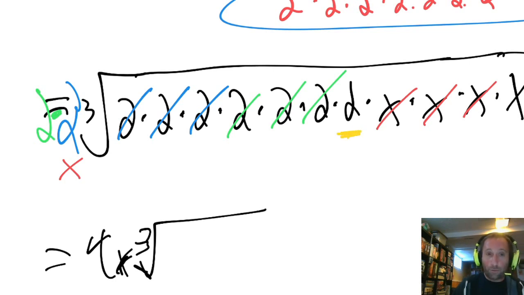Well, we had a factor of 2 that did not come out of the radical. We had a factor of x that did not come out of the radical. So this is 2x. Is there a need for a restriction? No, because our index is an odd number. So we do not need a restriction on our value of x, other than perhaps x is a real value. Okay.